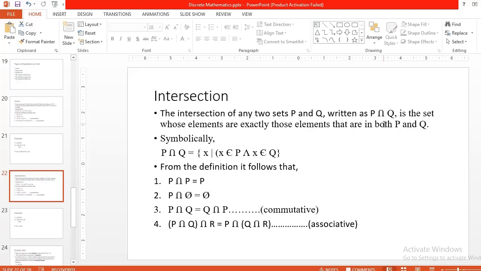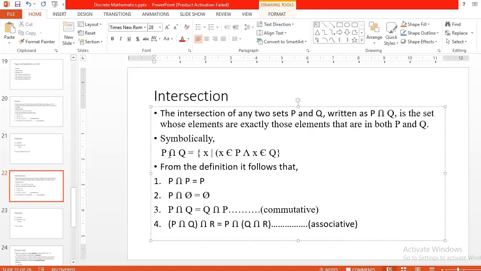Symbolically we can write it as P intersection Q is equal to {x such that x belongs to P and x belongs to Q}. So this is the symbol for "and" and this is the symbol for the intersection. In short, those elements which are included in the intersection are the elements that are common in both of the sets. By looking at the example, you can understand it more.